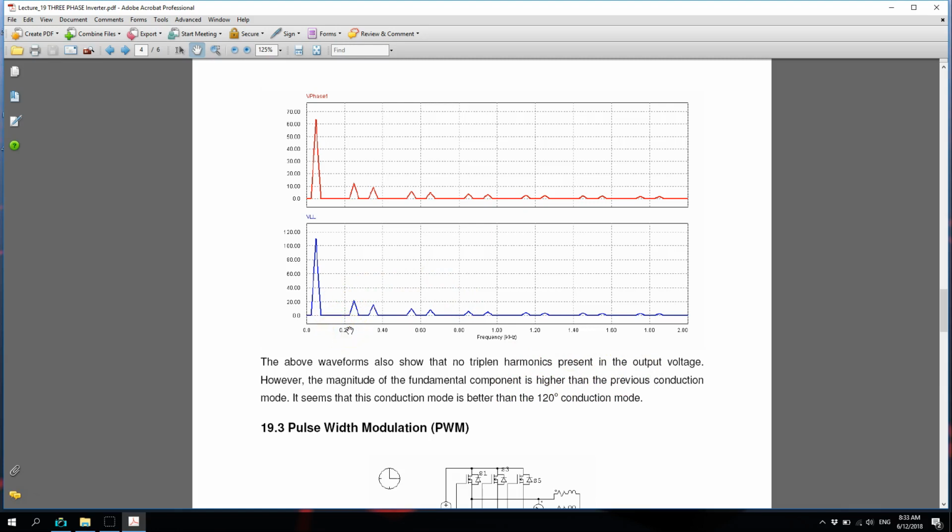Okay, very simple, that's straightforward. I hope you do okay. That is for 120-degree and 180-degree conduction mode.